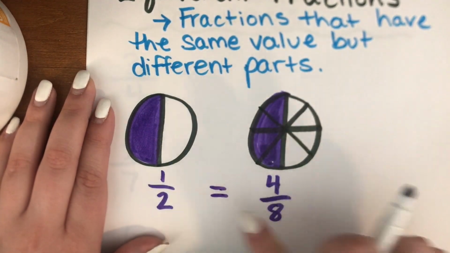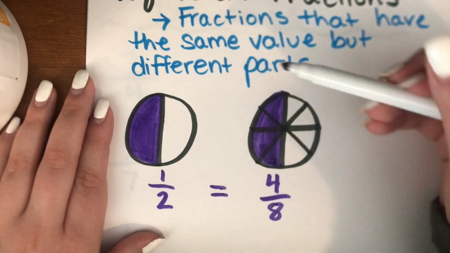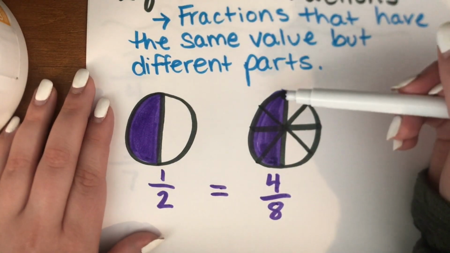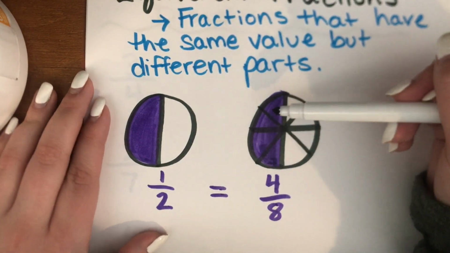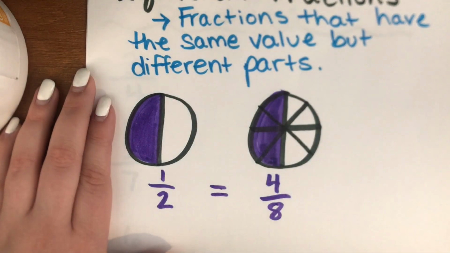So 1/2 is equal to 4/8. If this was a pizza, I'd be eating the same amount of pizza, except I'd just eat it in parts. Maybe I ate one piece every hour instead of a whole half of the pizza in one sitting.